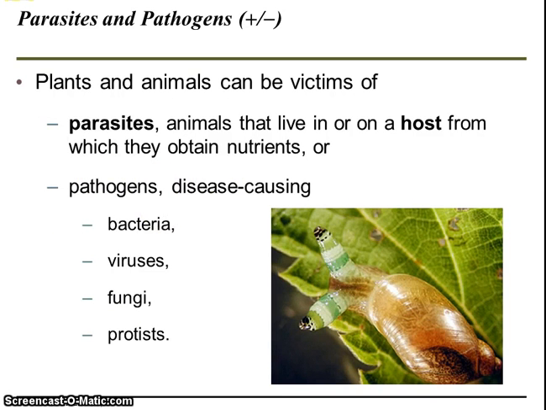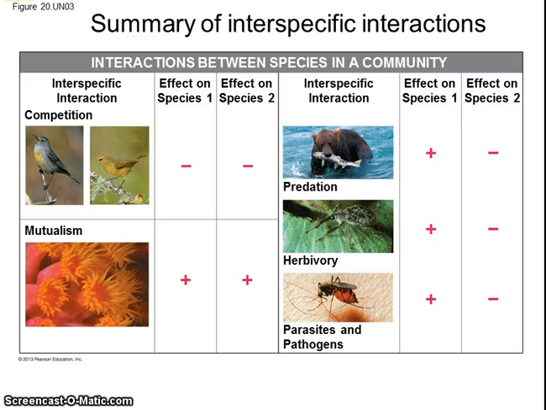Bacterial infections, for example. Summary: effect on species 1, effect on species 2. In competition, nobody wins. In mutualism, everyone wins. Predation, herbivory, and parasites, one species benefits, the other is harmed. And remember, these all are considered symbiosis. Symbiosis does not necessarily mean positive. These are all interactions between two species. Just like that's what symbiosis is.